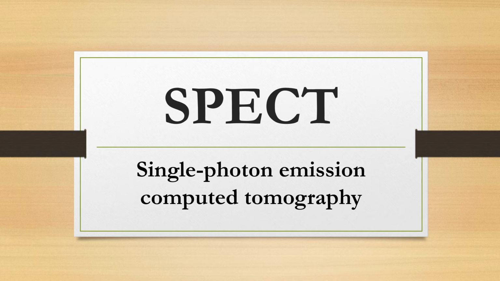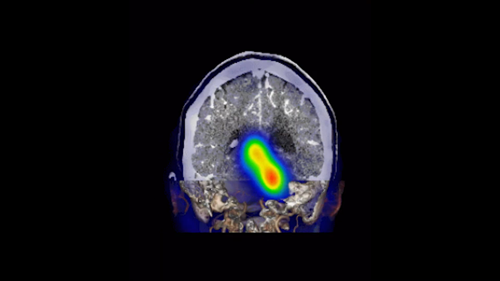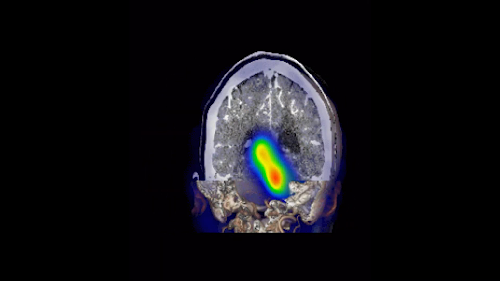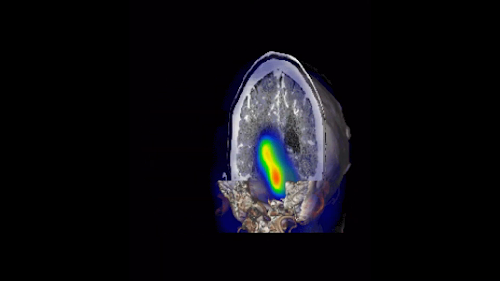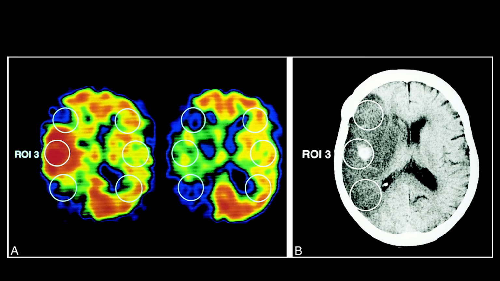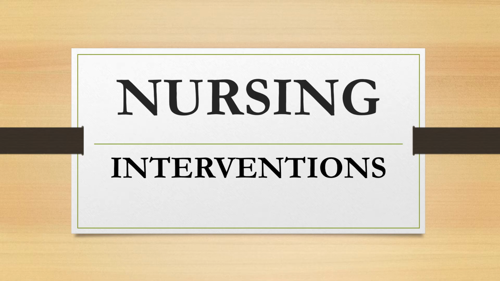Single photon emission computed tomography, or SPECT, is a three-dimensional imaging technique in which the contrast between normal and abnormal tissue is greatly increased. It is useful in detecting the extent and location of abnormally perfused areas of the brain, allowing, for example, detection, localization, and sizing of stroke, even before it is visible by CT scan.